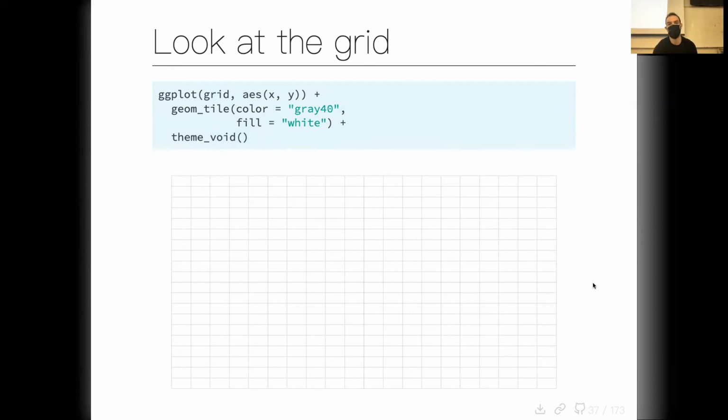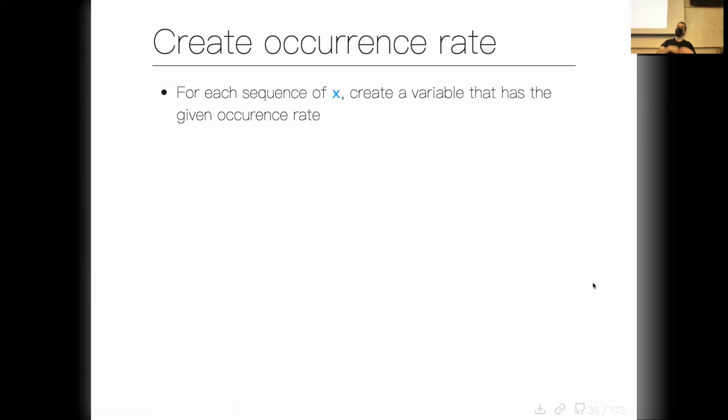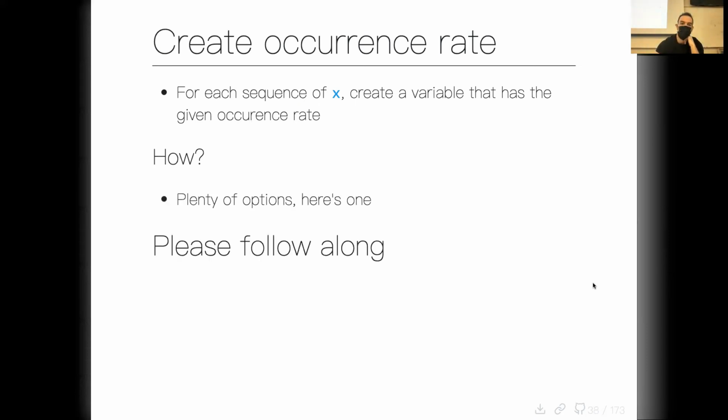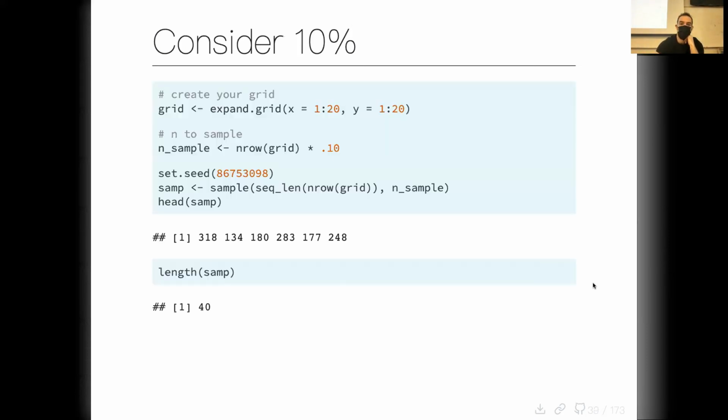Great. So what's the next step? Well, we need to create an occurrence rate. We want to fill in those squares or rectangles in that last case because I didn't use coord_fixed. We want to fill those in a way that is equal to the probability that we're trying to communicate. Okay, so how do we do that? Well, again, like pretty much everything, there's a bunch of different ways, but this is one. Okay, please follow along if you can.